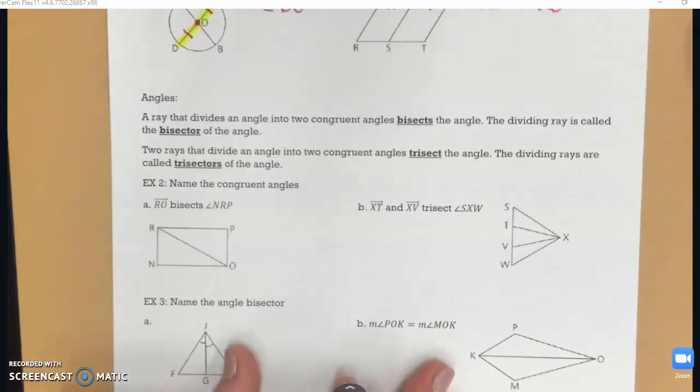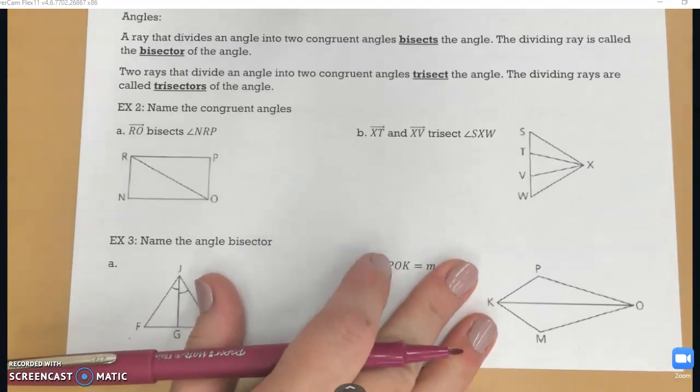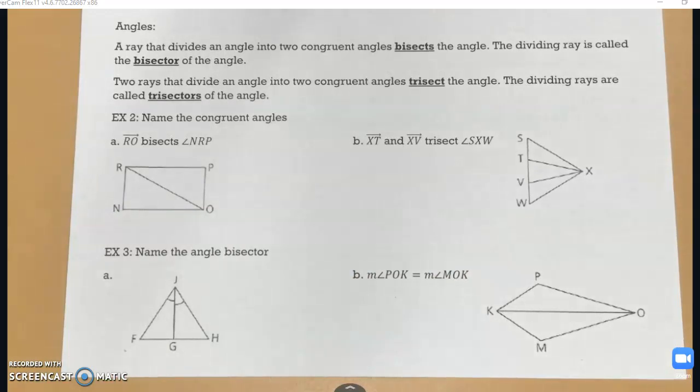Okay, so just the way that segments can be bisected or trisected, angles can also be bisected, meaning they're divided into two, or trisected, meaning they're divided into three. And we call the dividing bisector or trisector rays. We name them as rays. So when it's bisected, I get two congruent angles. When it's trisected, I get three congruent angles.